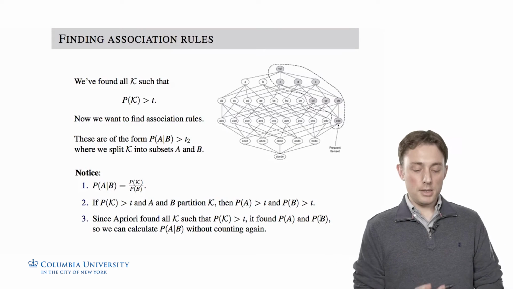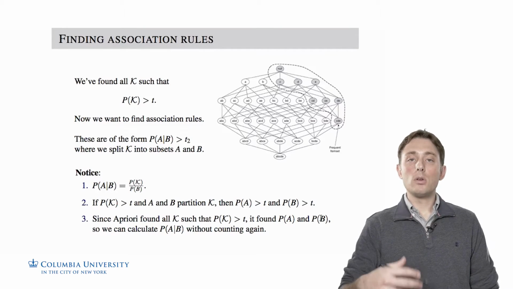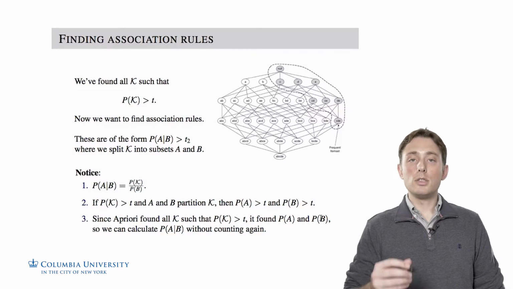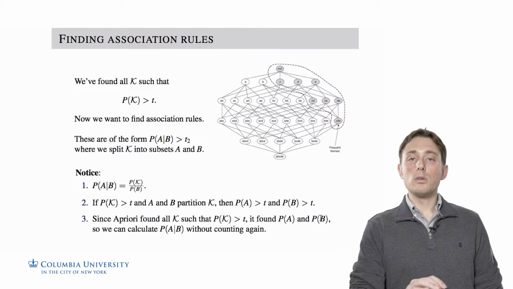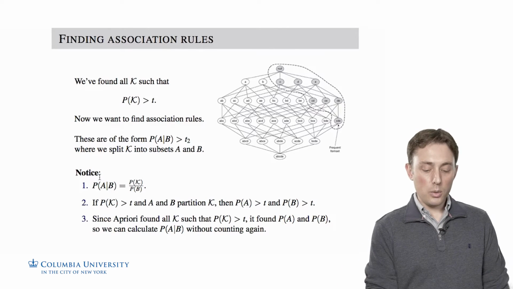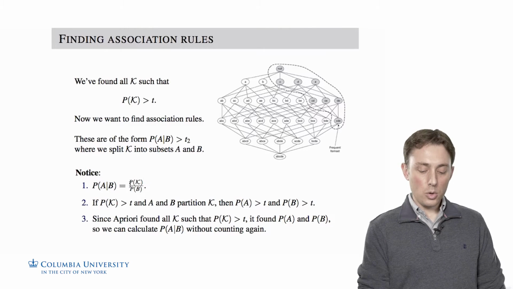So the take-home message is that once we have run the a priori algorithm and found all subsets such that their empirical probability is greater than T, we store those subsets and we store those empirical probabilities, and then we can quickly check all conditional probabilities by taking their stored probabilities.